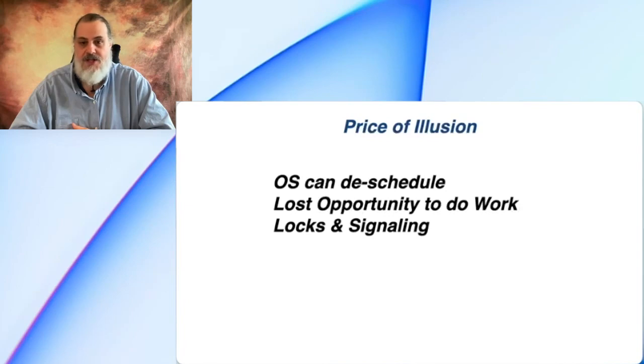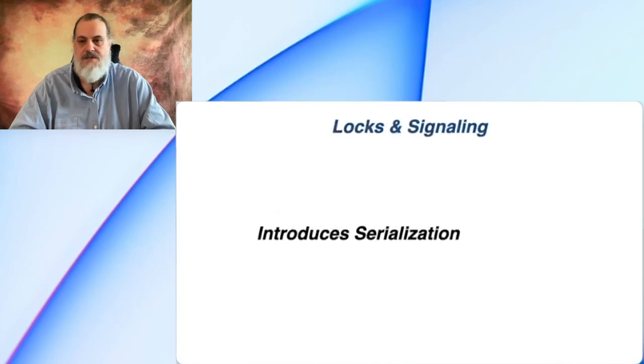And in some applications, it's perfectly fine. In others, it's not. And by having locks and signaling in that path, they do not come for free. They do impose some constraints. So let's talk a little bit about that. Locks and signaling introduce serialization into a speed up.